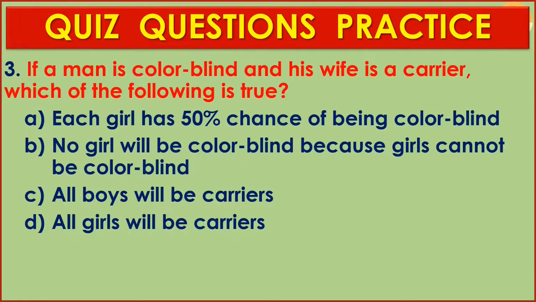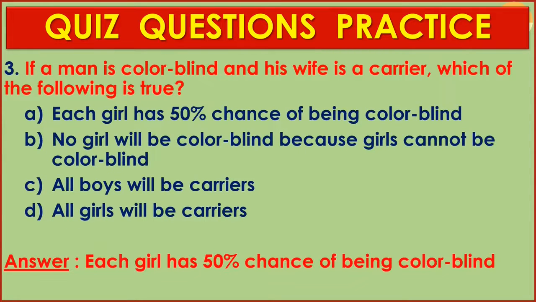If a man is colorblind and his wife is a carrier, which of the following is true? The options are: each girl has a 50% chance of being colorblind; no girl will be colorblind because girls cannot be colorblind; all boys will be carriers; and all girls will be carriers. The correct answer is option A. Each girl has a 50% chance of being colorblind.